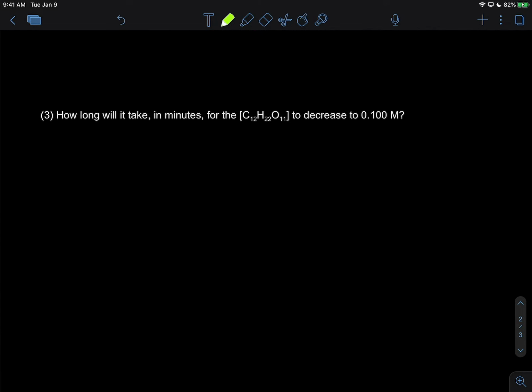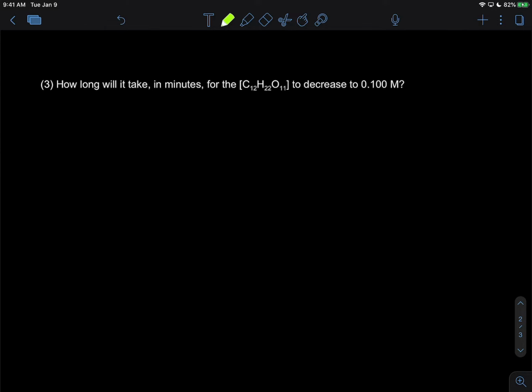Next, let's now switch the variables that we're going to identify. We want to figure out how long in minutes it will take for the sucrose concentration to decrease down to 0.1 molarity. Again, we're dealing with a first order reaction, and here we're thinking about time and known concentration. And again, we're trying to relate those two variables. That means we want to look at what our integrated rate law expressions are. And again, we have one of two that we can choose from.